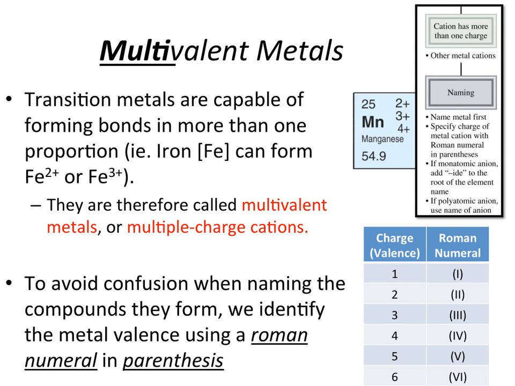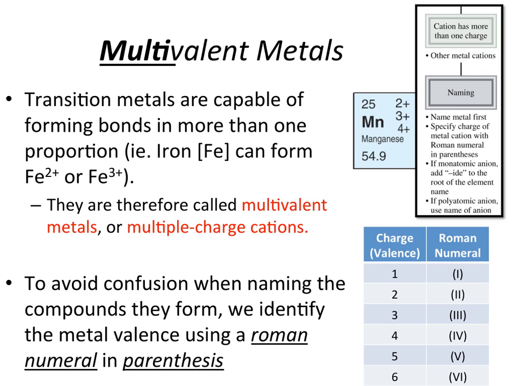Now, multivalent metals. A lot of these transition metals are capable of combining in different formats or in different proportions, and that's because they can have different charges. These are called multivalent, so they have multiple valencies or multiple charge cations. When we deal with these metals, we have to use the Roman numeral system to tell our reader what charge it has.